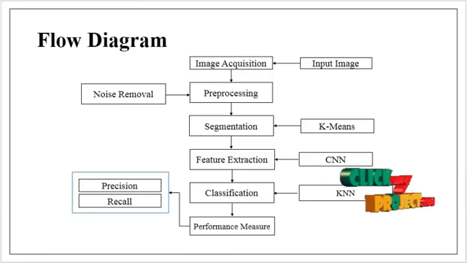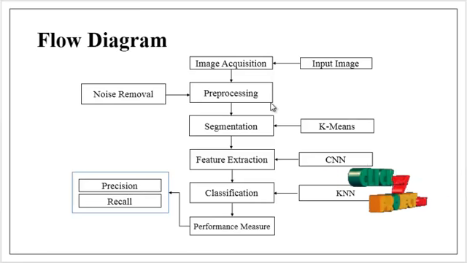Now we are going to discuss the flow diagram of the process. This is the overall working flow of the process. The project consists of modules like image acquisition, pre-processing, segmentation, feature extraction, classification, and finally the performance measures. The first stage of the project is image acquisition. In this image acquisition, the input image is taken from the dataset. The dataset consists of a lot of animal images. After getting any one image from the dataset, we move on to the next step.